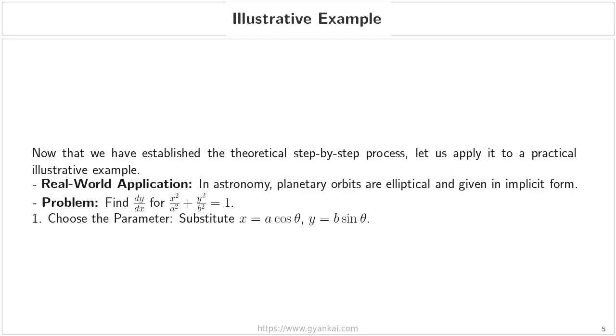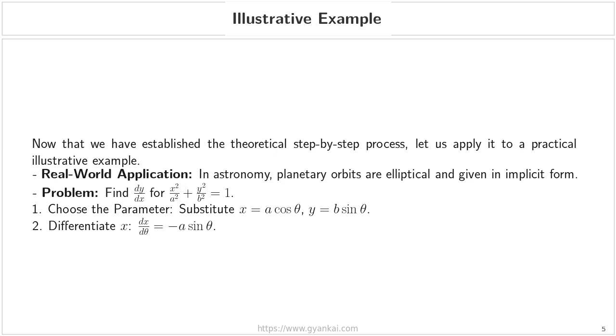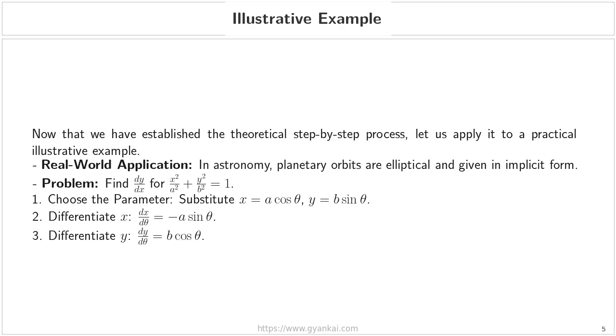Following the first step of our process, we must choose an appropriate parameter. As we mentioned in the previous slide regarding elliptical forms, we will substitute x with a times cosine theta and y with b times sine theta. Next, we move to step 2 and differentiate x with respect to theta. The derivative of a cosine theta is negative a sine theta. In step 3, we do the same for y. Differentiating b sine theta with respect to theta gives us b cosine theta.